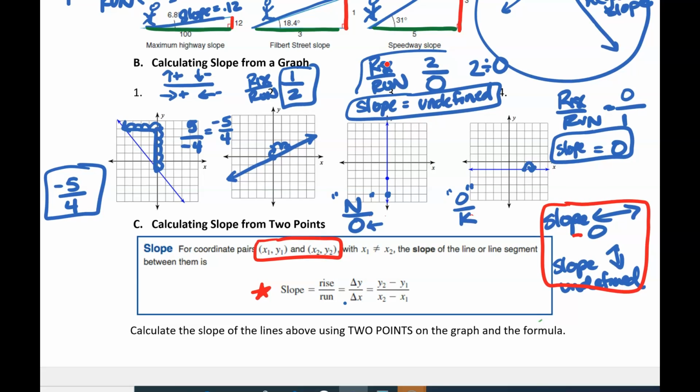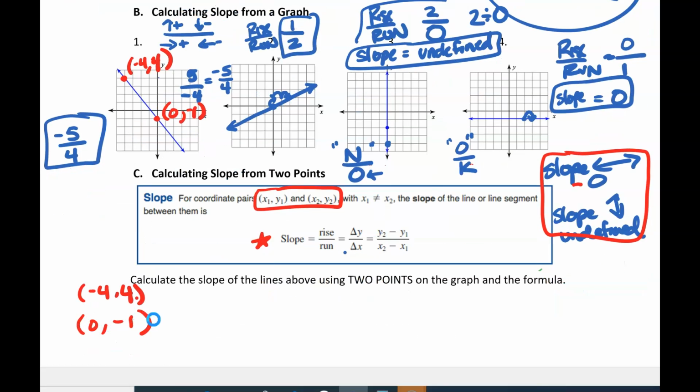So what we're going to do here, it says calculate the slope of the lines above using 2 points on the graph in the formula. I am going to go to this first graph and locate the 2 points on the graph and write them down. So this point right here is (0, -1), and this point up here is (-4, 4). So we've got 2 points: (-4, 4) and (0, -1).